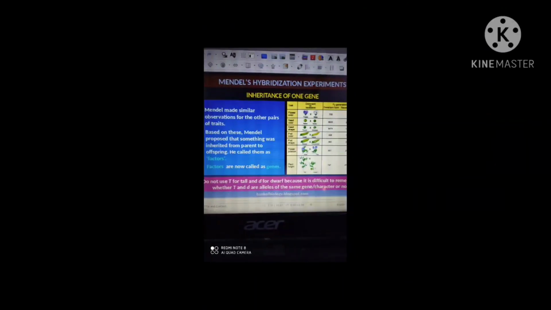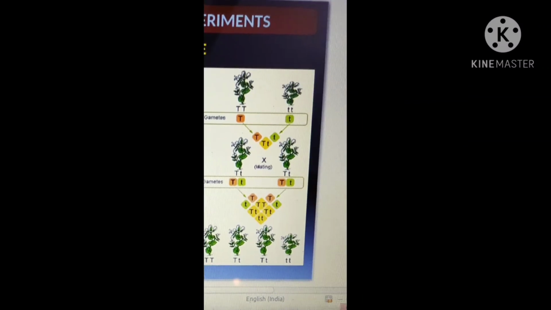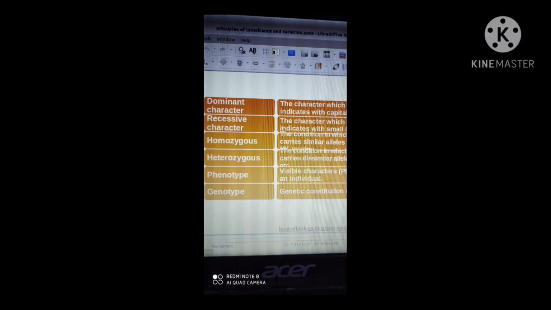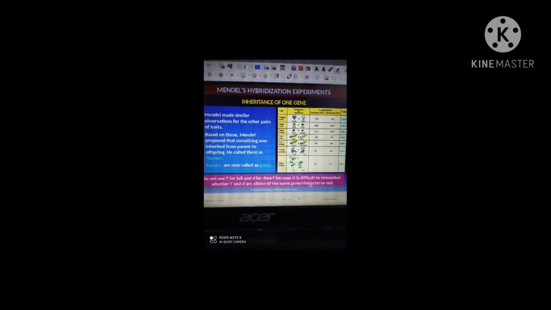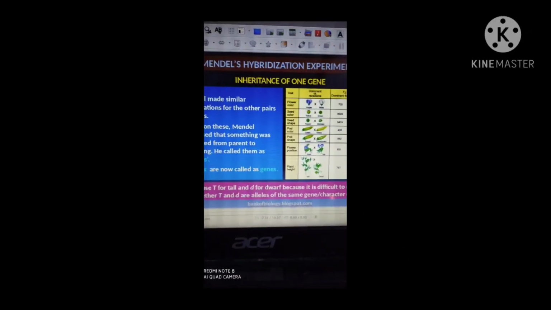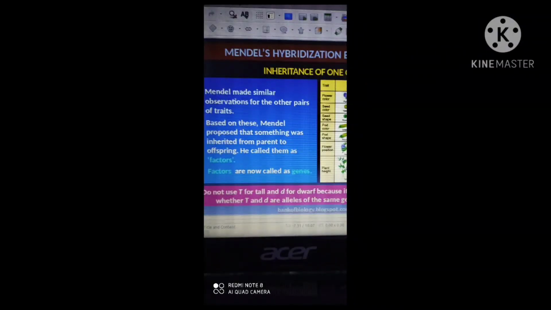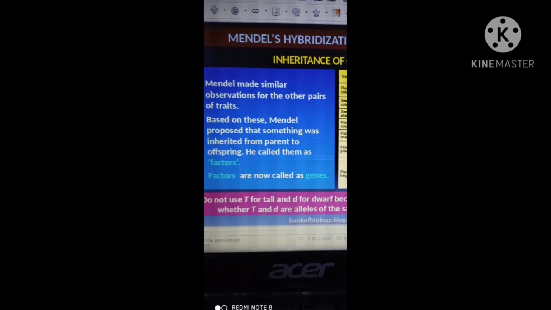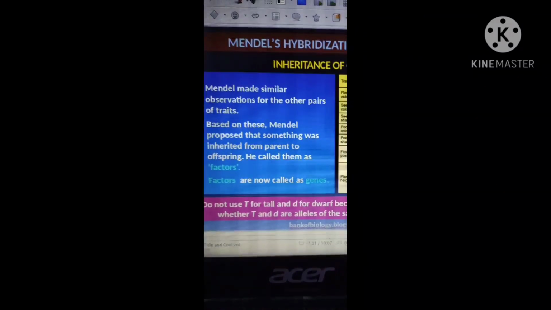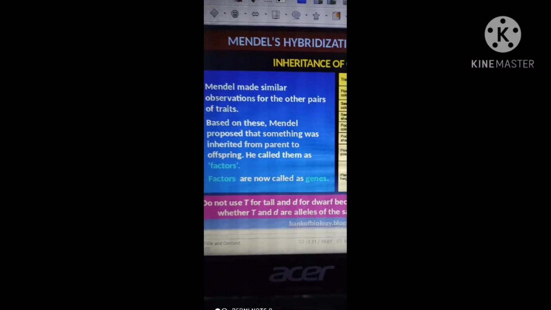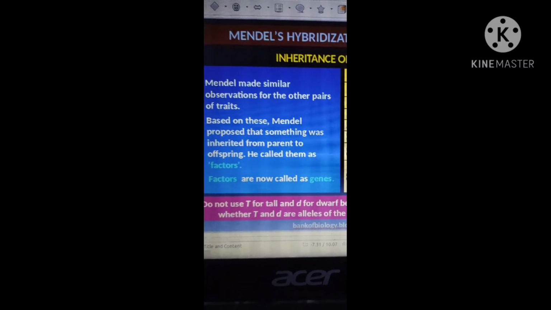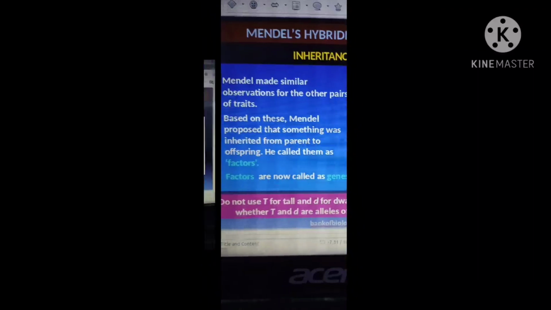Okay. Now, next, what did he do? Everything is clear, I think. He conducted experiments with the other characters also. First he took only one character, then he conducted experiments on other characters also. So he found similar observations in other pairs of traits, and from this he concluded that some factors help in the inheritance of characters. He called them factors, and now we call them genes.